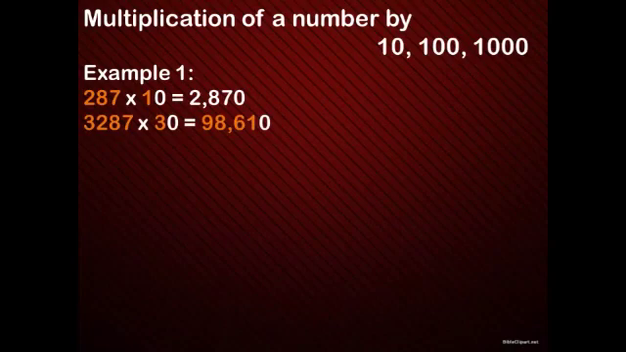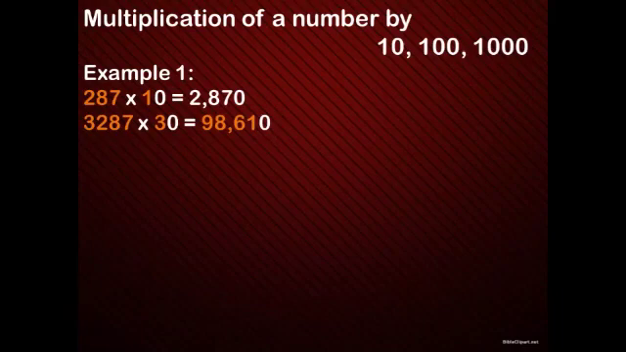Then the next sum, 3287 multiplied by 30. Here what you will do, first you will multiply 3287 by 3. Write the answer as 9861 and then add the 0 to the right of the number.